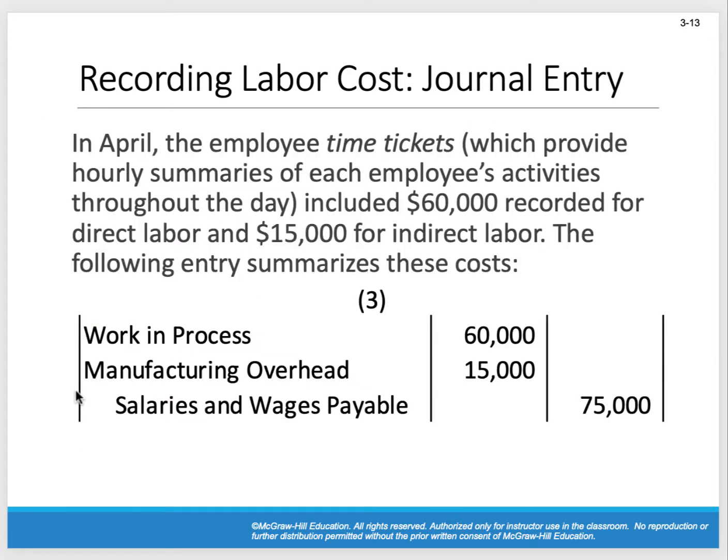So we know that WIP holds all the direct accounts. WIP is an asset account. I increase it with a debit. Manufacturing overhead account, we said that behaves like an asset account, so to increase that we have to debit it, so these two are debits. Salaries and wages payable, we're leaving there, so we're going to credit that.